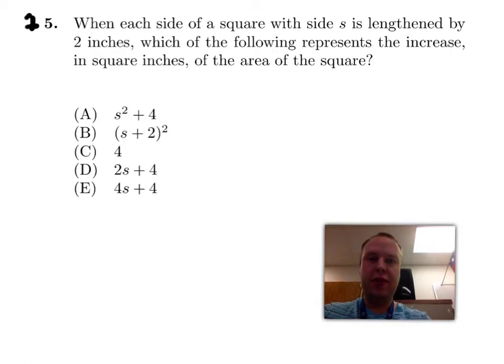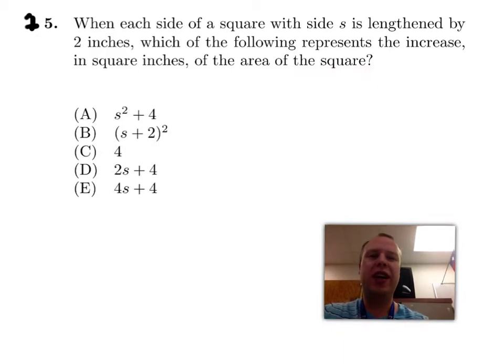Alright, in this example, it's number 15 out of a 20-question test, so this is one of the last third. It's going to be one of the more difficult questions. You could still use the plug-in method to solve it. Here it says, when each side of a square with side S is lengthened by 2 inches, which of the following represents the increase in square inches of the area of the square?